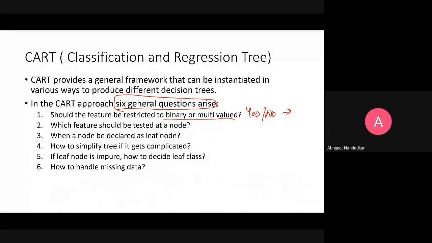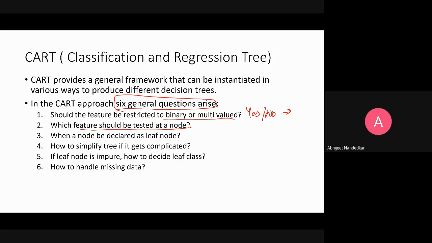Which feature should be tested at a node? Given a node, suppose I started with leg equal to 4 or not. How did I come to know that I should test this first? Why don't you test color first? So that may be the question. How do I decide which feature is to be tested first?